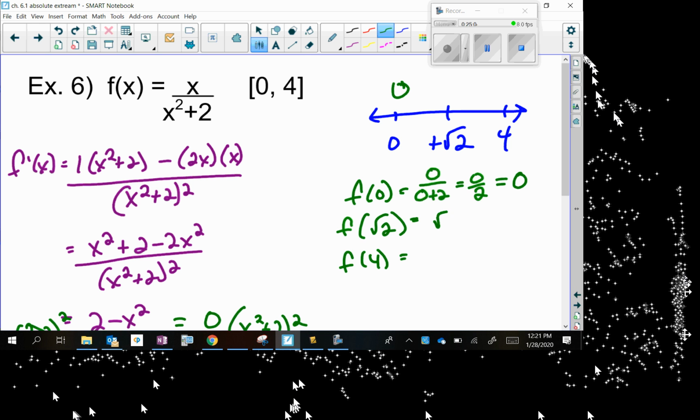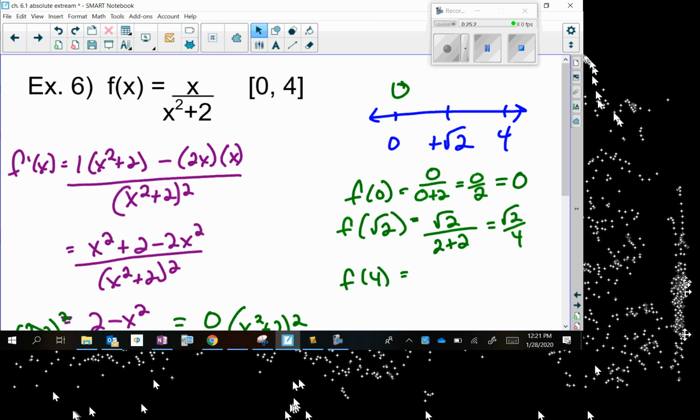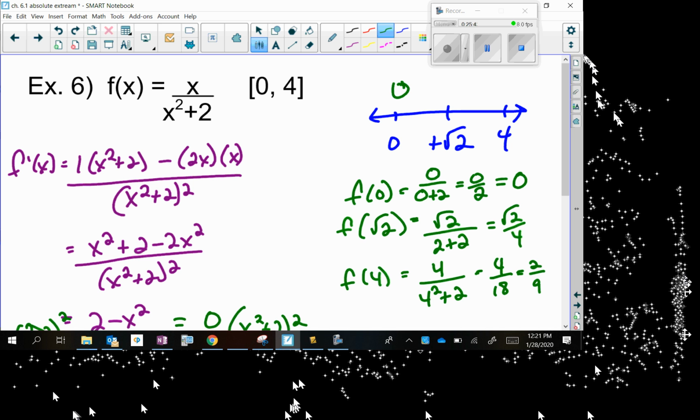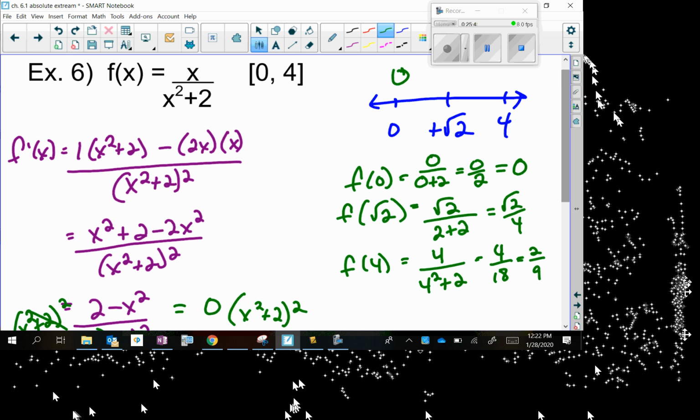We plug in radical 2, we get radical 2 over, what is radical 2 squared? 2, right? Radical 2 times radical 2 just gives us a 2, plus 2 gives us radical 2 over 4. And then 4 gives us 4 over 4 squared plus 2. Is that right? Gives us 4 over 18. Bear with me now. And that becomes 2 over 9. So does anybody know what's greater, radical 2 over 4 or 2/9?